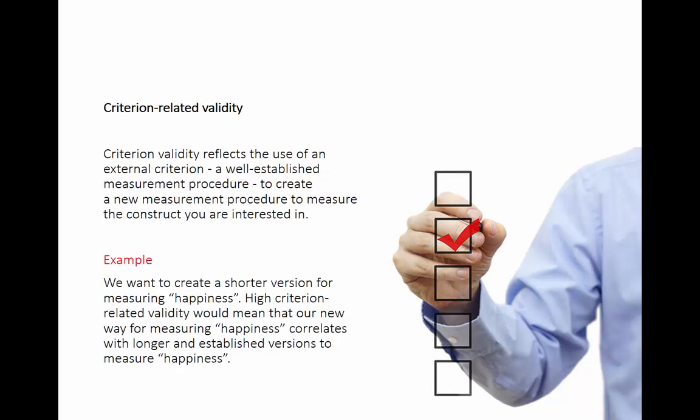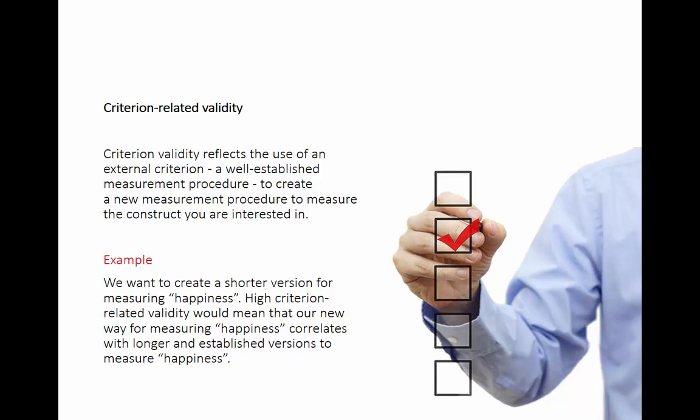Okay, so let me move on. Criterion-related validity. It's one of those things that can be a little bit confusing. Criterion validity basically means, well, first of all, let me talk about what a criterion is, or an external criterion. It's basically something that is already established. That's sort of an established procedure to measure something.